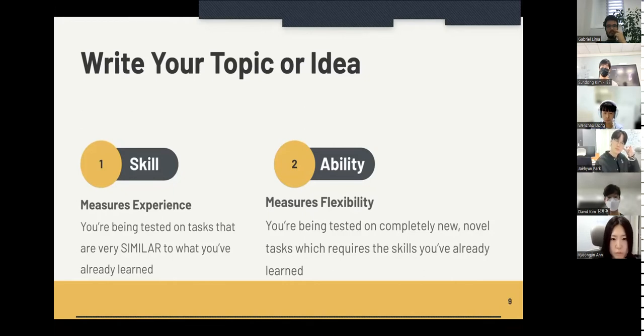Ability, on the other hand, measures something different. It measures flexibility. It measures how fast you can adapt to new tasks. So you're not going to be tested on what you've learned exactly. You're going to be tested on how to learn something else that's related to what you've learned. So back to the calculus example, if you've learned single variable calculus, to measure your mathematical ability, you might be asked to learn multivariable calculus. It's related to what you've learned, but it's not exactly the same.